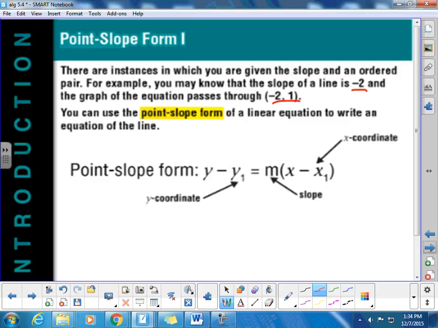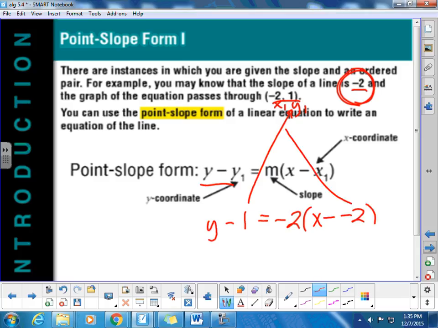It says y minus y1. Here is our x1, y1 that they gave us. So we would have y minus y1, and that's coming from here, equals, they gave us the slope, -2 times x minus x1, and they gave us that, which was -2. That came from here.